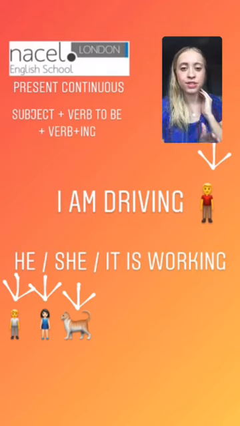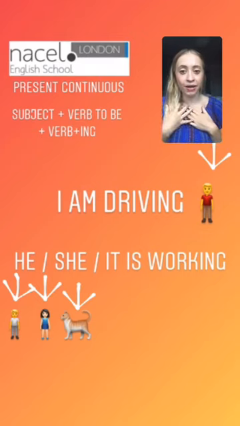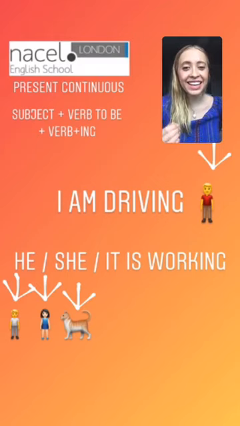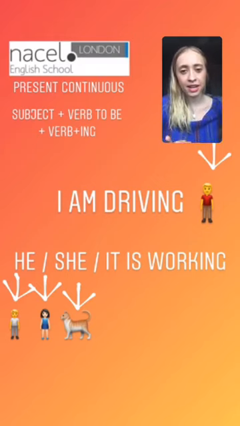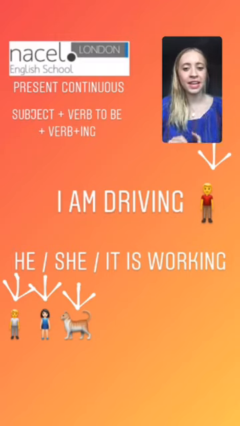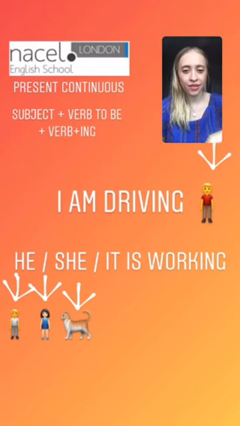I am driving. When we are talking about I, we are talking about ourselves. The second example we have is he, she, it is working. He, she, or it. So when we're talking about a singular person, one person, and we're talking about somebody else, we can point at them. He, she, or it is working.